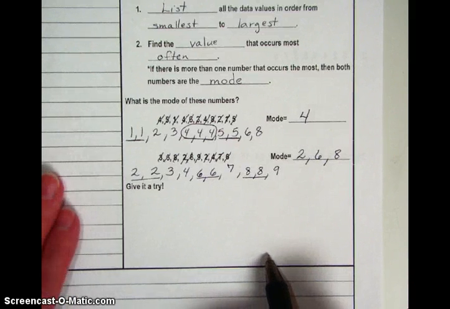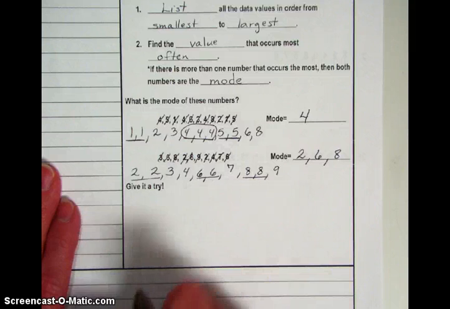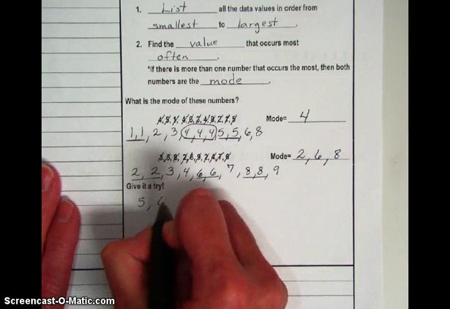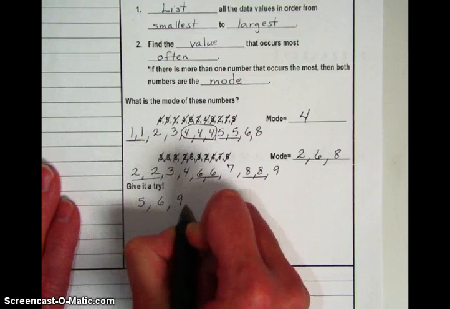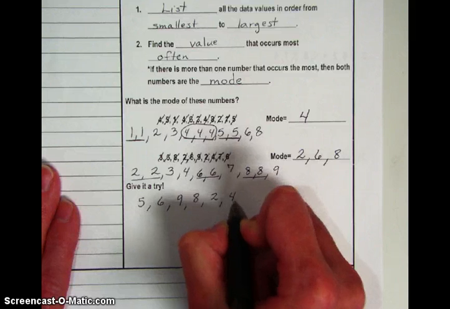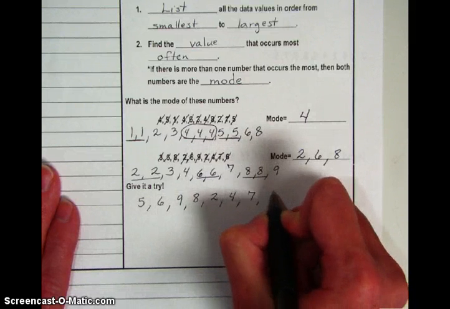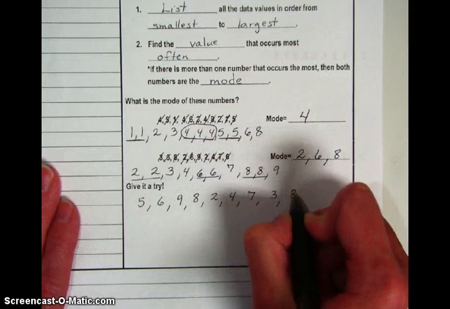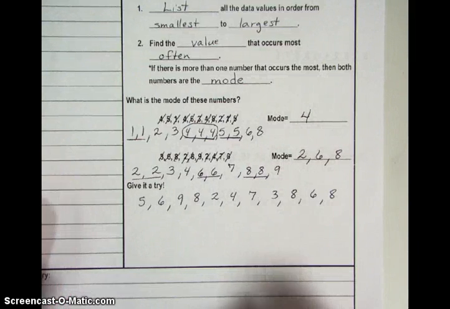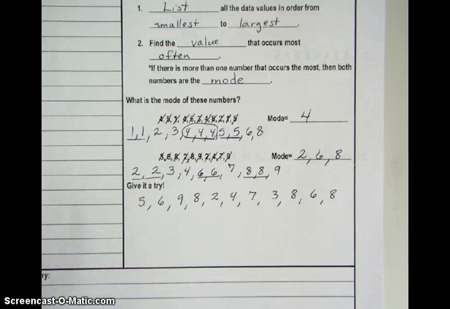All right, let's give you a chance to do this. Here's a set of numbers for you to go ahead and find the mode. 5, 6, 9, 8, 2, 4, 7, 3, 8, 6, and 8. Go ahead and pause the video and figure out what the mode is, and then we'll look at it together.